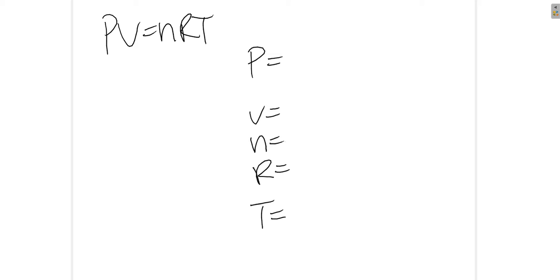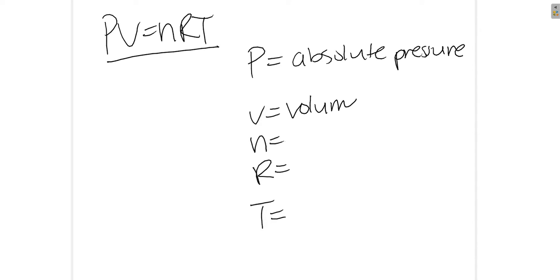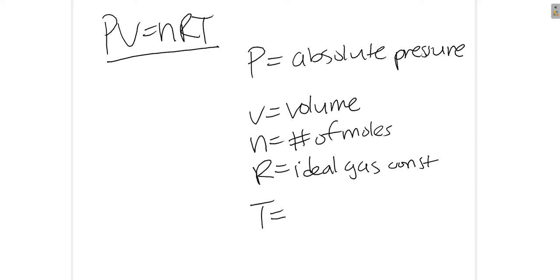Now that we have a clear understanding of what an ideal gas is, let's look at the equation that is used in accordance with the assumptions for gases, the ideal gas law, which is PV equals nRT. In this equation, P stands for absolute pressure, V stands for volume, n stands for the number of moles, R stands for the ideal gas constant, and T stands for absolute temperature.